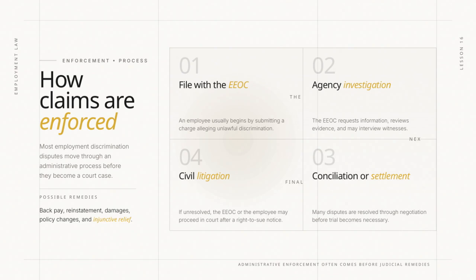remedies. Throughout this process, possible remedies for the employee include back pay, reinstatement to their job, monetary damages, changes to employer policies, and injunctive relief to prevent further discrimination. These steps together form the backbone of how employment discrimination claims are addressed and enforced.